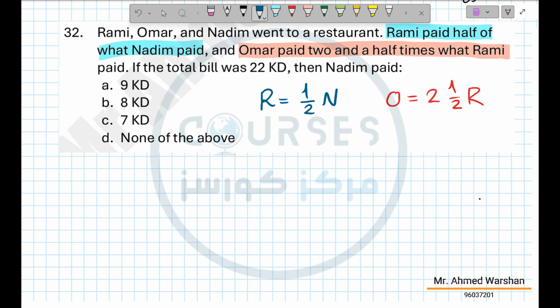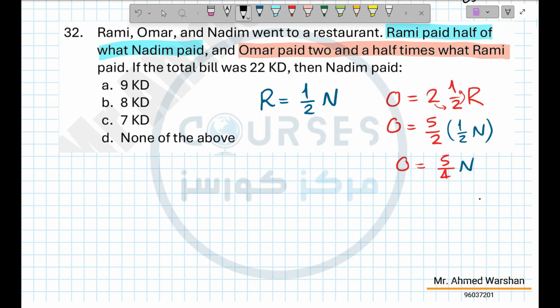So Omar is equal, convert this to a mixed number. 2 times 2 is 4 plus 1 is 5. So that's 5 over 2. And Rami is half n, half Nadim. So half n. So Omar now paid 5 over 4 n.